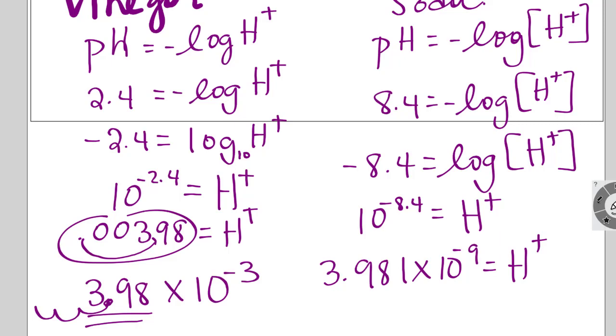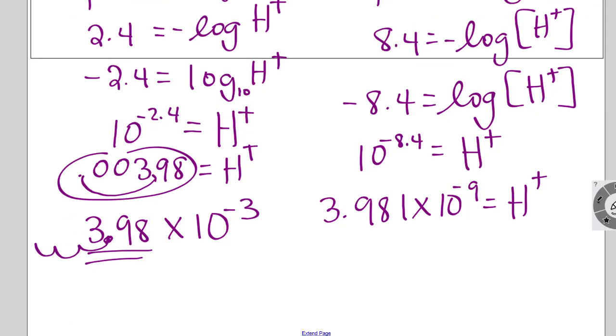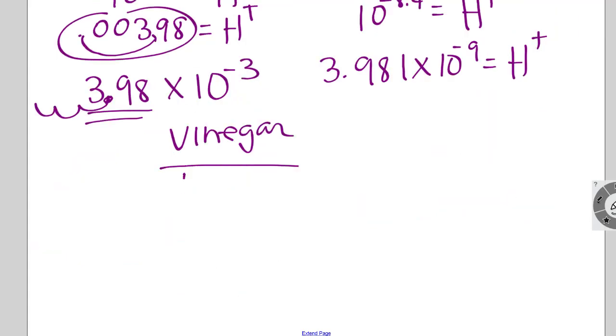Okay, so part B of this question says, how many times greater is the hydrogen ion concentration of the vinegar than the baking soda? Okay, so to answer that in part B, we're just going to look at the ratio of what we found for vinegar over what we found for the baking soda.